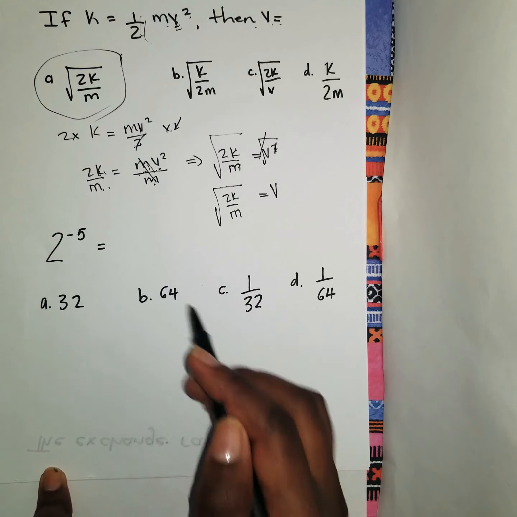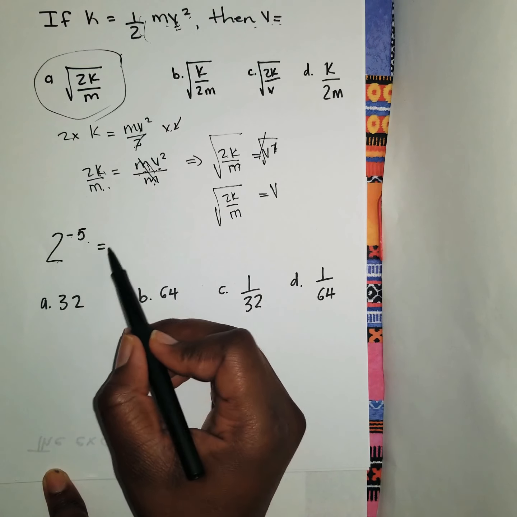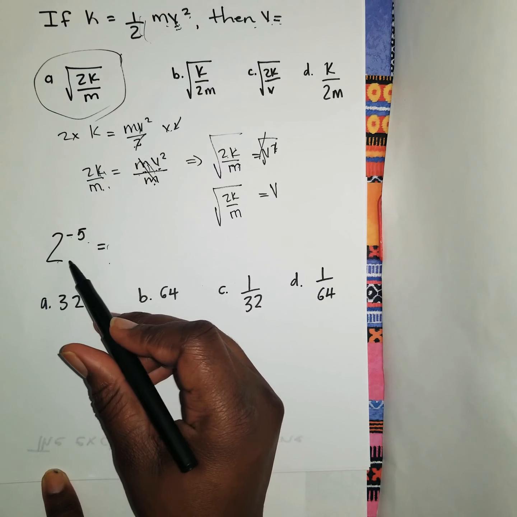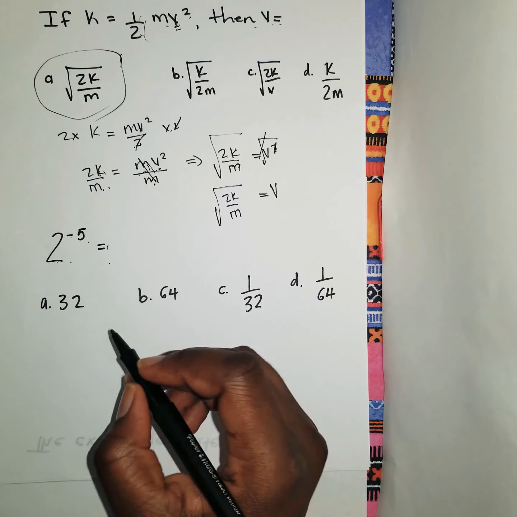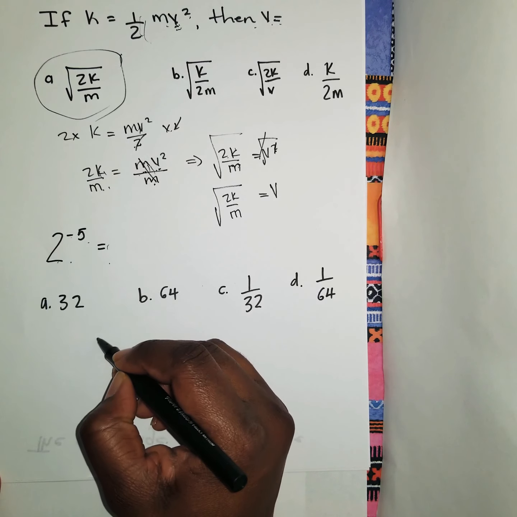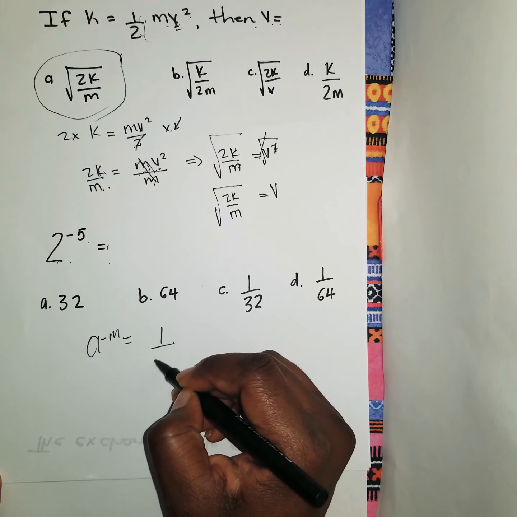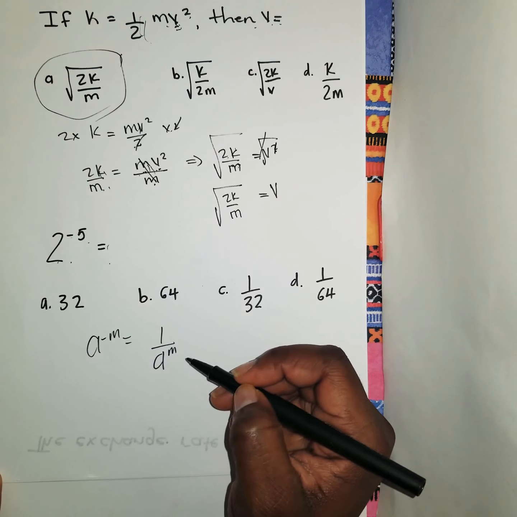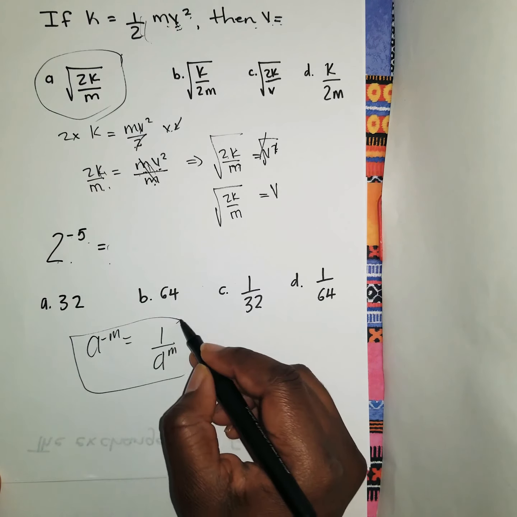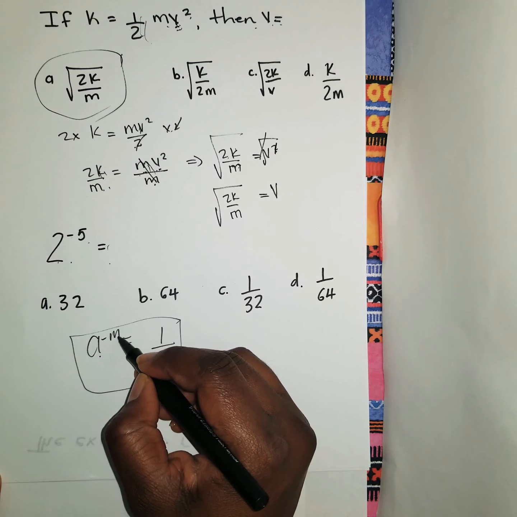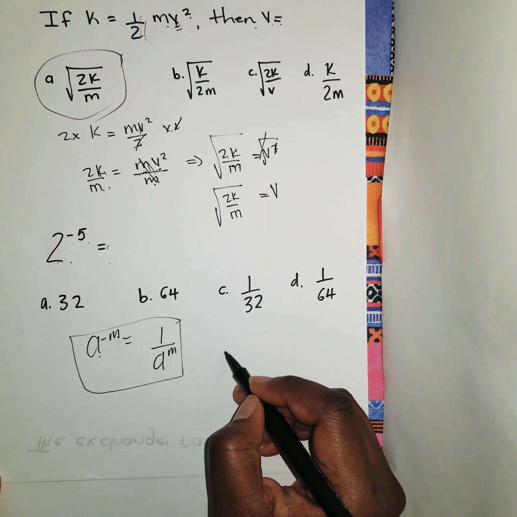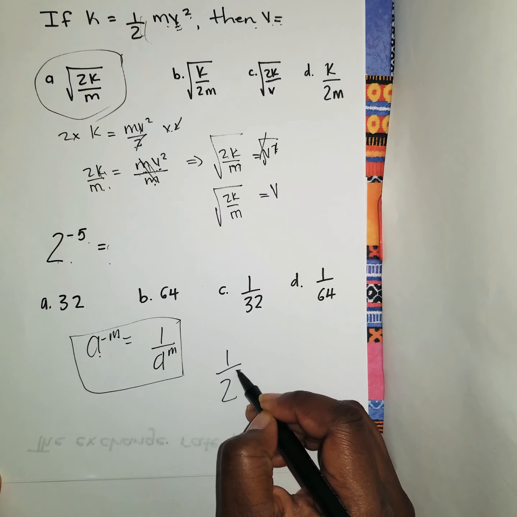Let's try this question. 2 to the negative 5 is equal to what? So we know that this is basically applying indices. And in indices, there's a rule that says anything that goes to the negative power is equal to 1 over that of the positive power. All right? So this is the rule that we're going to apply. So this is the base, this is the power. So it's going to be 1 over 2 to the 5.